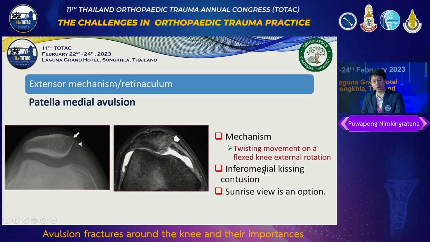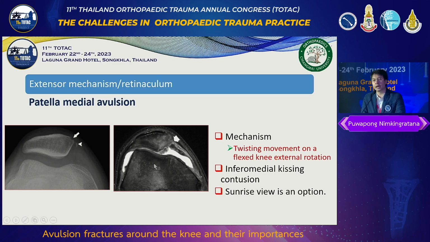Last but not least, the extensor mechanism, or retinacular column, that you might normally see, especially in pediatric cases, is the patellar medial avulsion, like the MPFL avulsion. In some pediatric cases, you can see a small chip in the medial side where the MPFL attaches to the patella. The mechanism of injury is a twisting movement of the flexed knee, with external rotation forces that go to the patella.